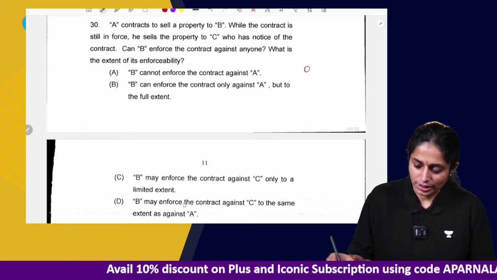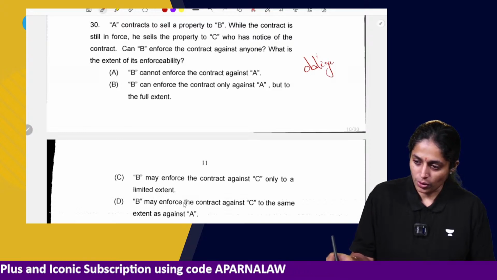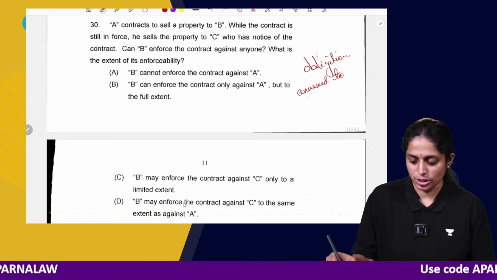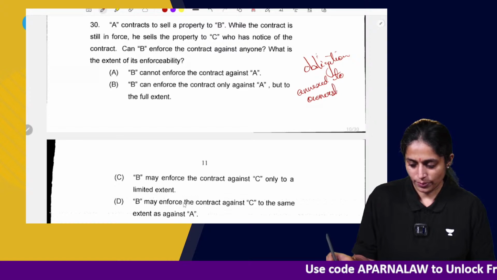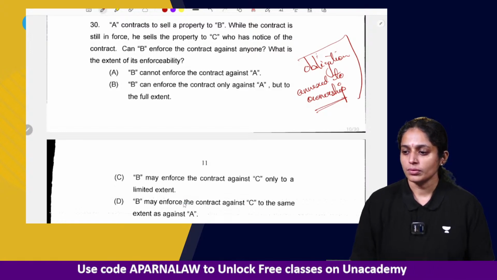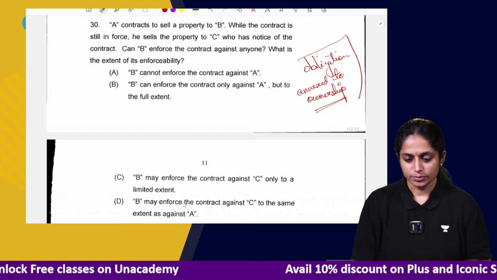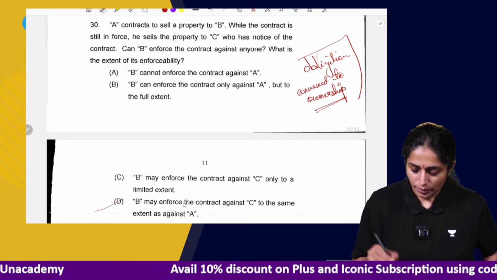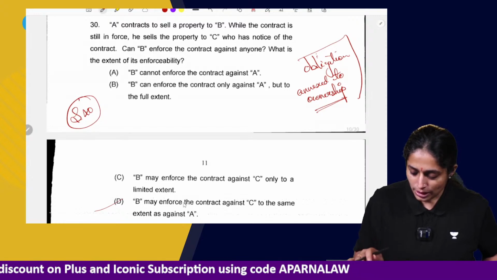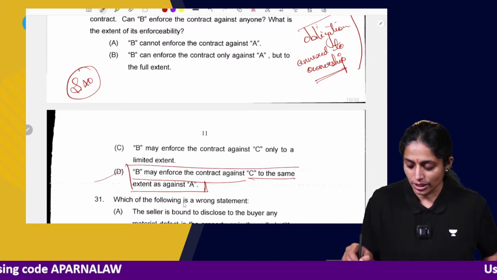This is a question based on the Transfer of Property Act, with reference to obligation annexed to ownership. So what is the right answer? It is D. This is a question under section 40 of the Transfer of Property Act. So B may enforce the contract against C to the same extent as against A.